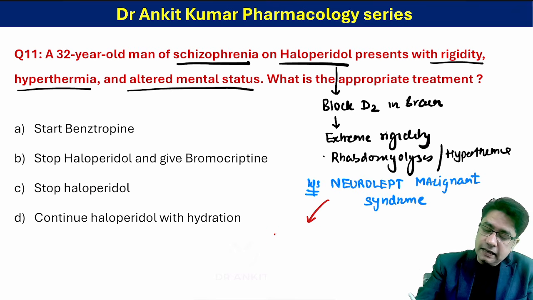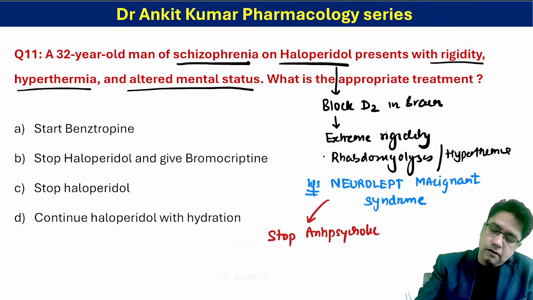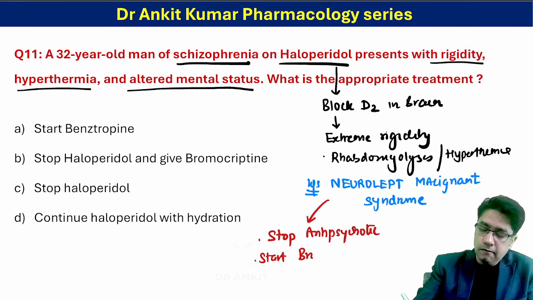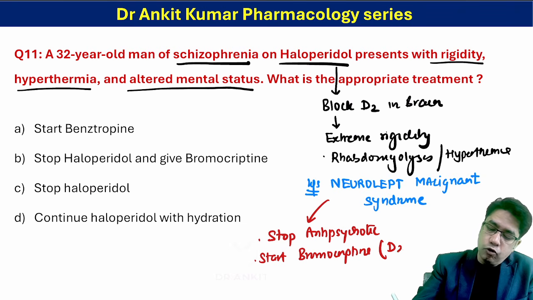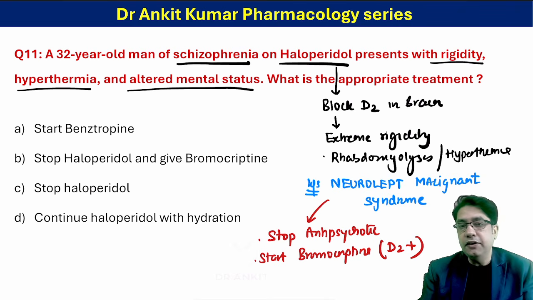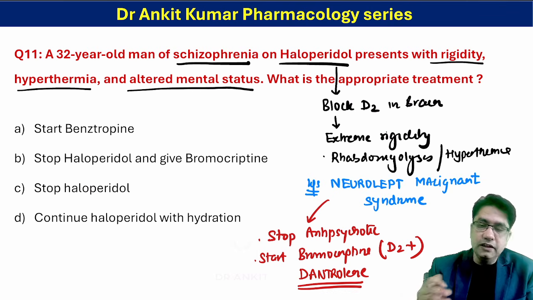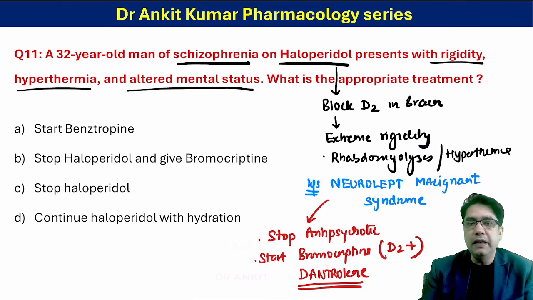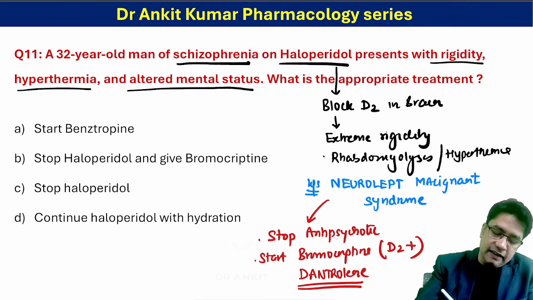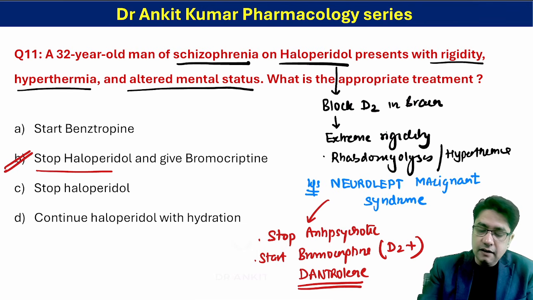Remember, because it is an emergency condition, stop giving antipsychotic drug and start bromocriptine, because bromocriptine will stimulate dopamine receptor. It is a dopamine receptor agonist, and we can also give a muscle relaxant, dantrolene. So this is the main treatment of neuroleptic malignant syndrome. So what do you think is the correct answer? Yes, B is the correct option.